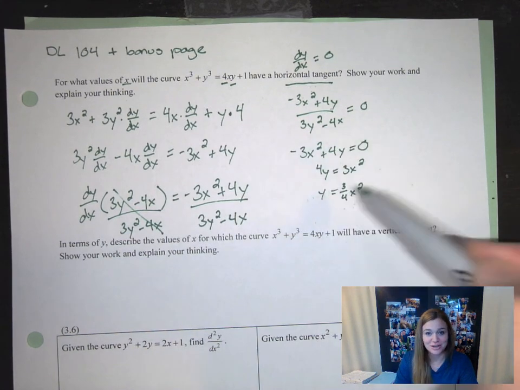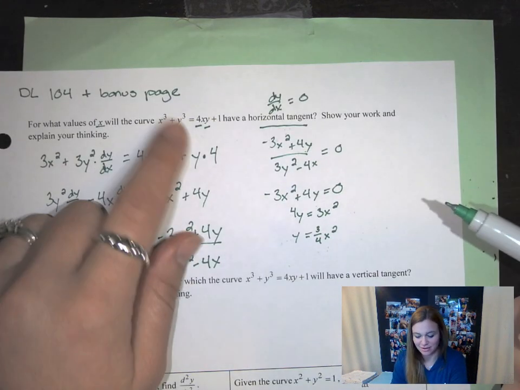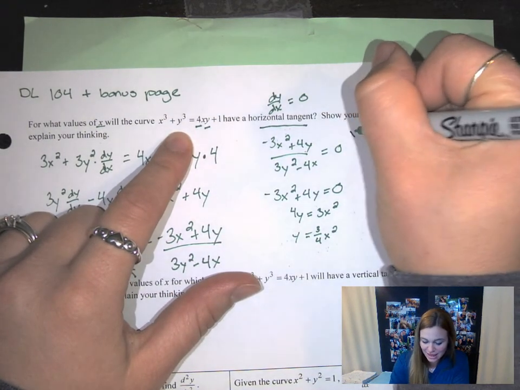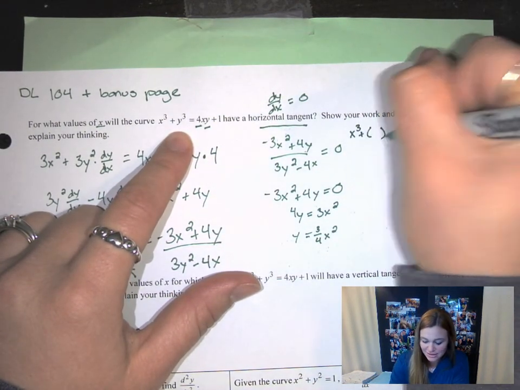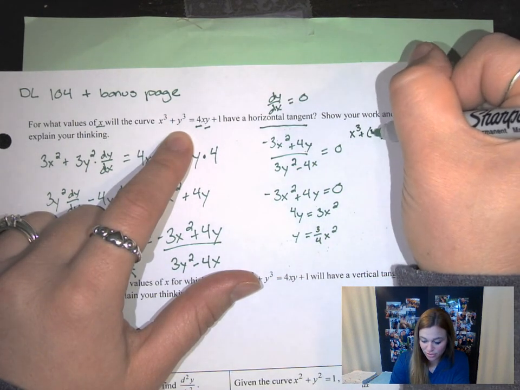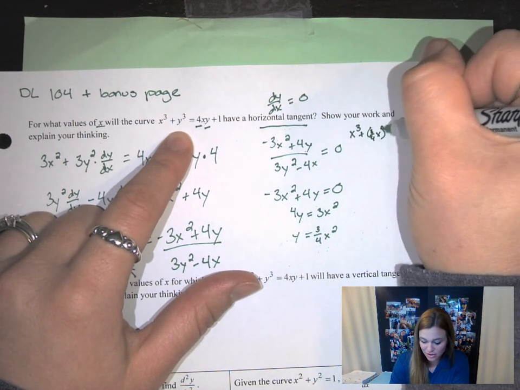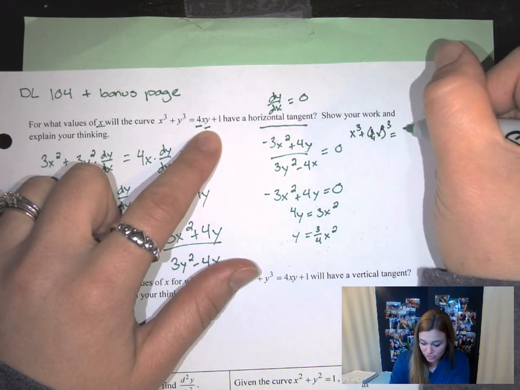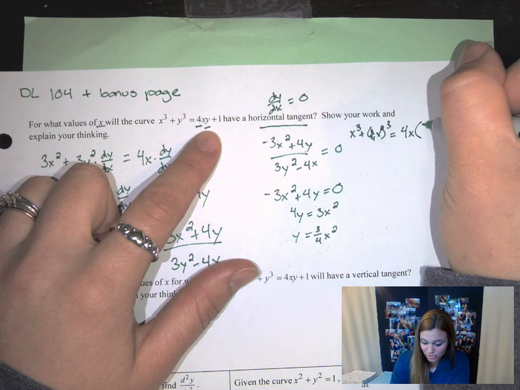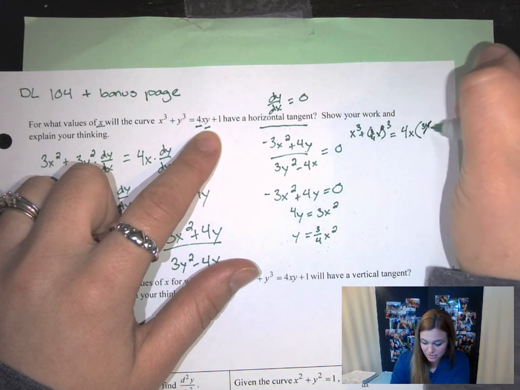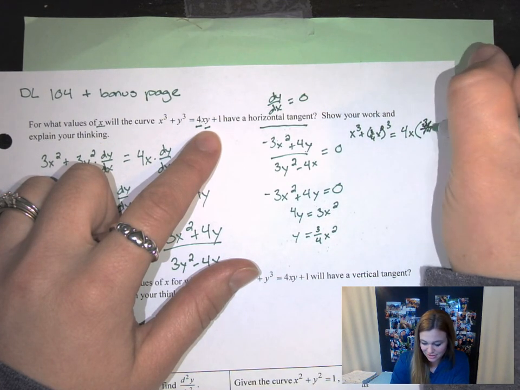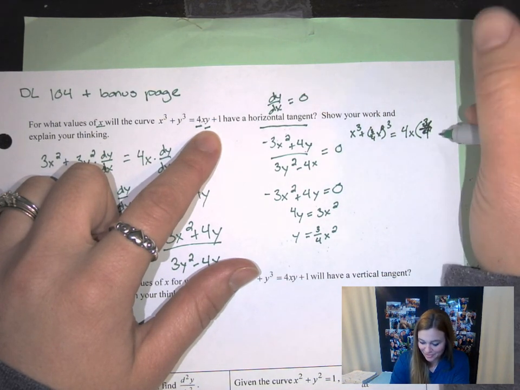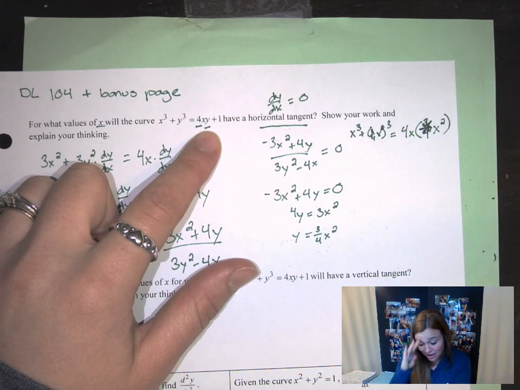This isn't the only function I'm dealing with. Well, technically not a function since it's implicitly defined. I can go back up to this first one, and I can say x cubed plus, instead of y, I'm going to write in 3/4 x squared, cubed, is equal to 4x times 3/4 x squared. I'm going to simplify a little bit.